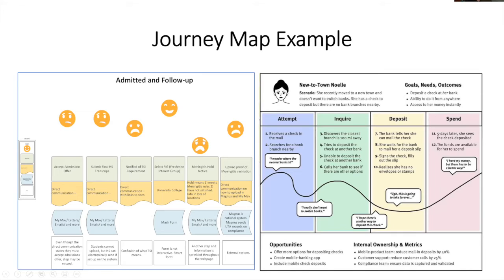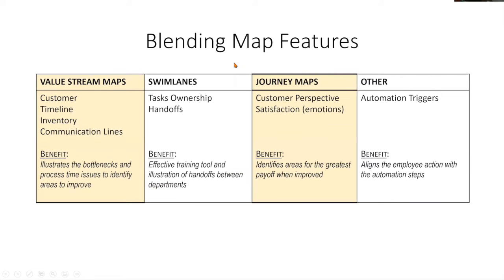You can see the roller coaster down here. So journey maps gives us the emotions part. So how can we merge all of the good features of those maps into one tool to tell our story?